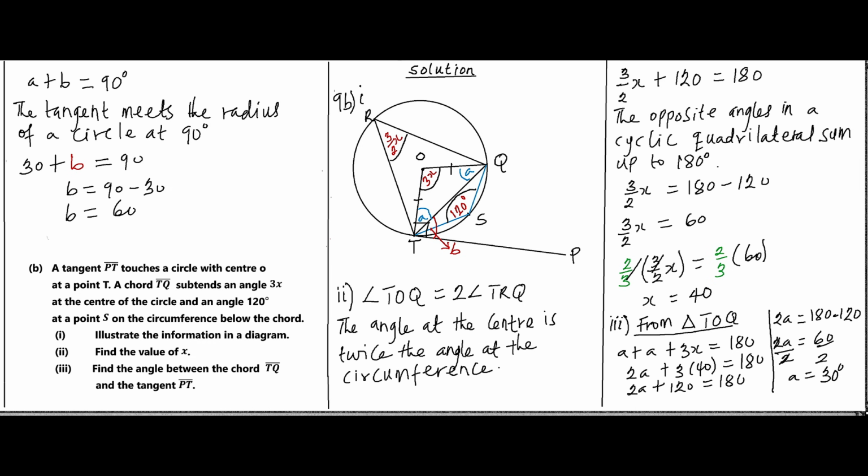So what is the conclusion? We can conclude that the angle between the chord, so the chord we are looking at is chord TQ, and the tangent, for the tangent we are looking at line PT, measures 60 degrees.